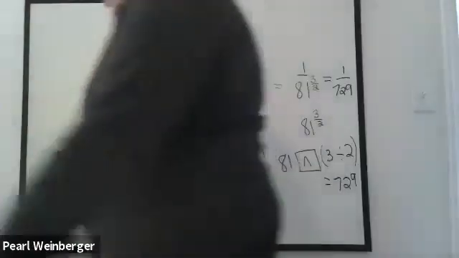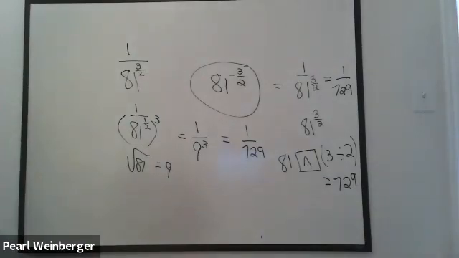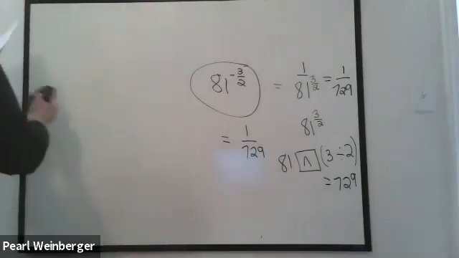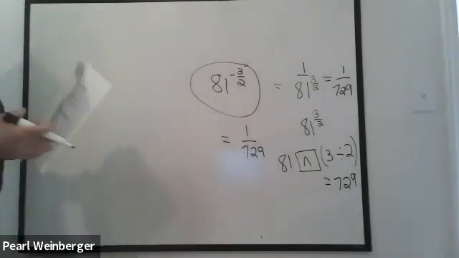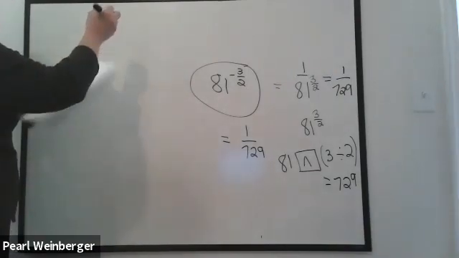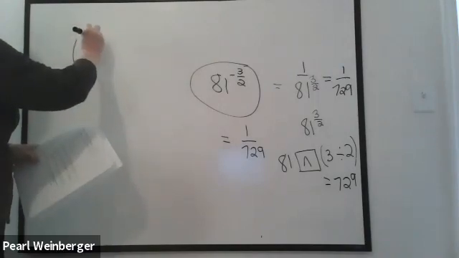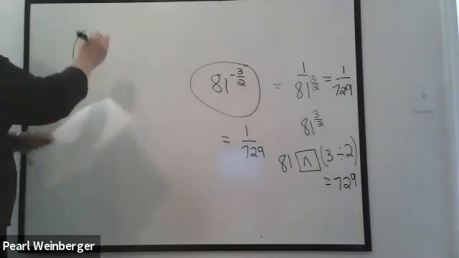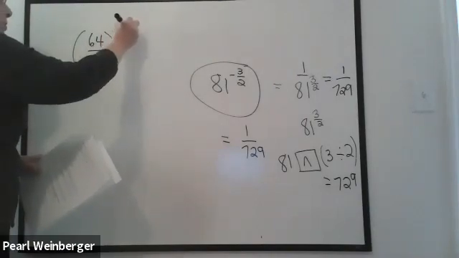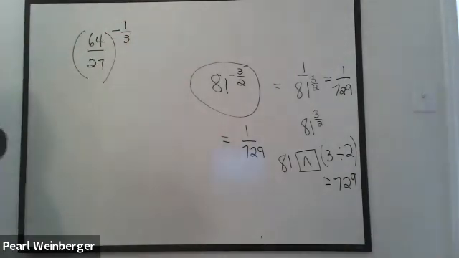Okay, one more for you to try. What if I gave you this question? See if you can come up with the answer. Give you a couple of minutes. Again, you could do it either mentally or you could try it on your calculator. It says evaluate 64 over 27 to the negative 1/3 power. See if you can come up with something like that.